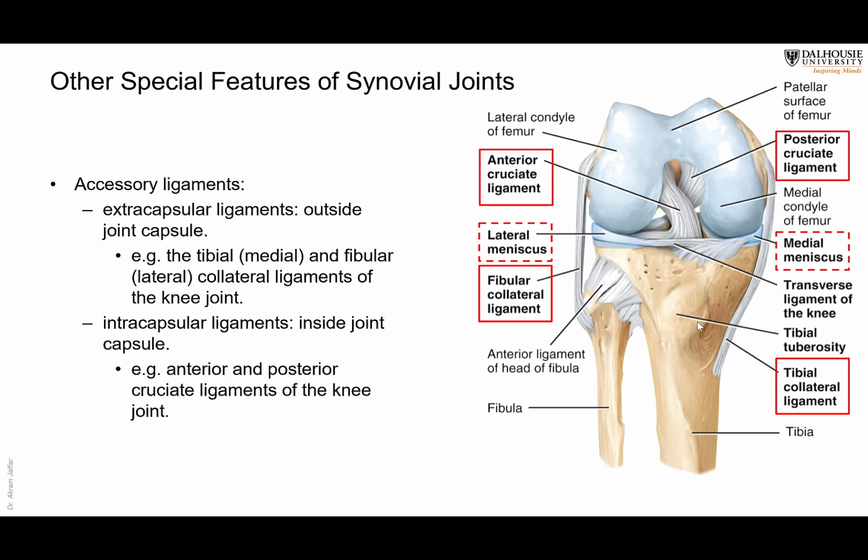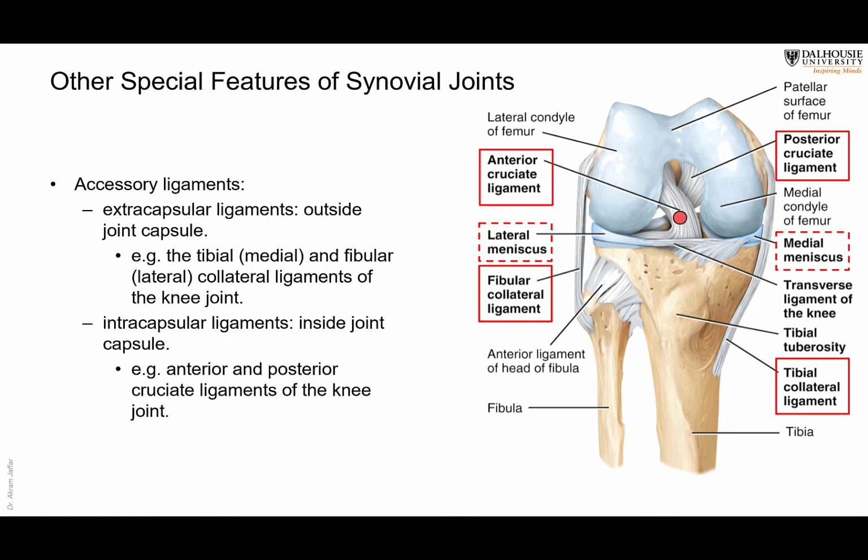Because this joint is a hinge joint, flexion and extension, the ligaments, the thickenings, are on the sides of the joint. They cannot be anterior and posterior. So these are located in the capsule of the joint. But in addition to that, you can see that when you remove the capsule, there are other ligaments connecting between the tibia and the femur inside the joint.